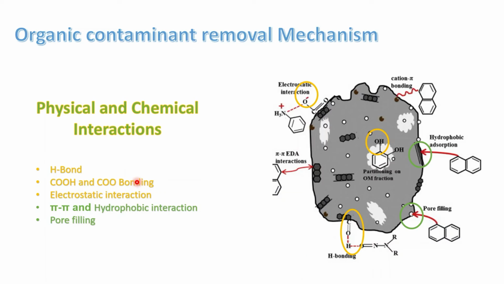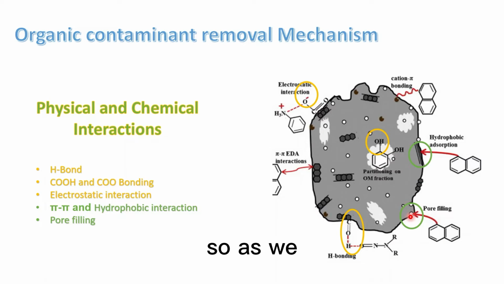Similarly, the carboxylic acid, carboxylate and phenolic groups present on the surface of the biochar act as either a hydrogen donor or hydrogen acceptor and can interact with the organic pollutant by means of electrostatic interactions. We have some other interactions involved, like hydrophobic interactions. The hydrophobic group of the organic contaminant may interact with the graphite structure of the biochar and form hydrophobic interaction.